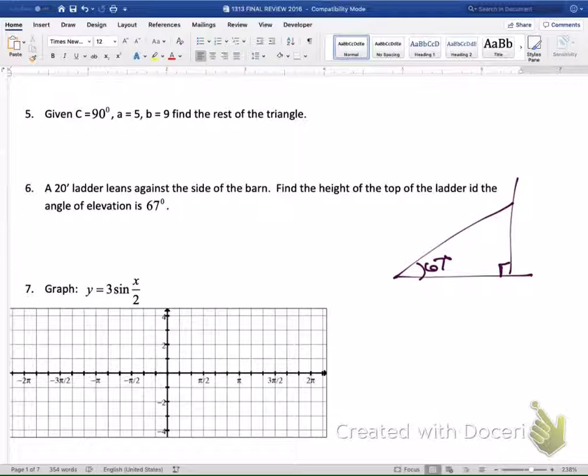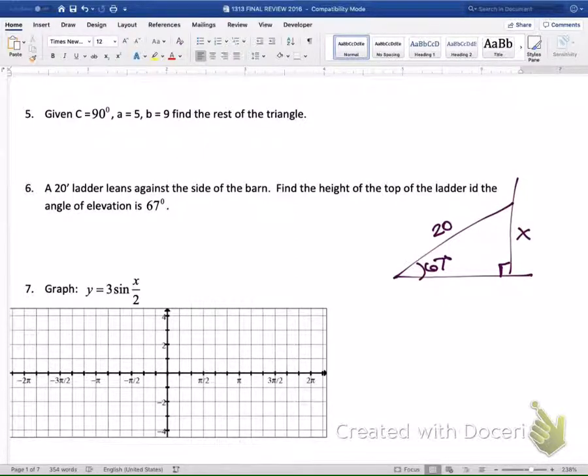Where do I label the 20-foot? The hypotenuse, which is the ladder, right? Find the height of the ladder, which means I'm finding which side? The short side over here, the right side.